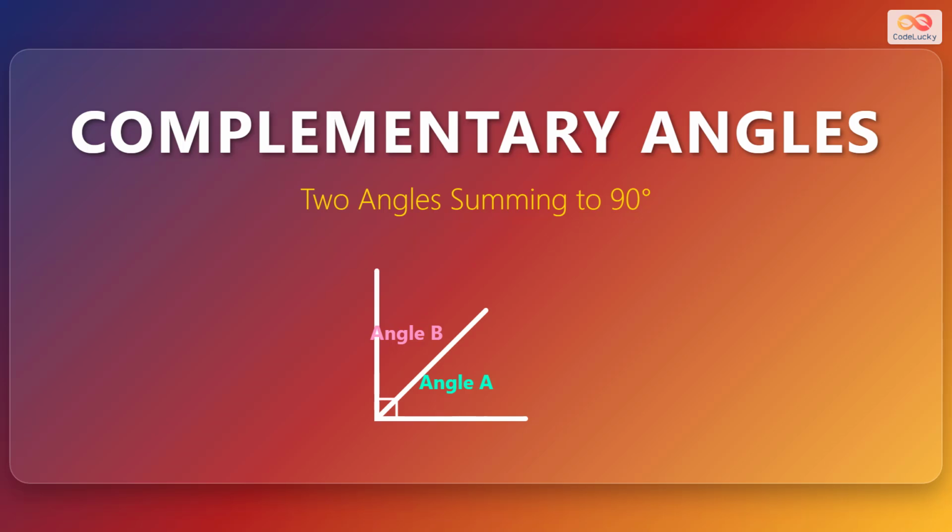Welcome to this geometry lesson. Today, we are going to explore a fundamental concept called complementary angles. Specifically, we will learn about two angles that, when added together, create a perfect 90-degree corner.